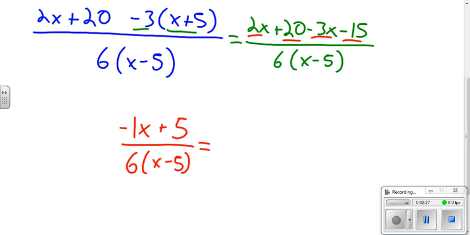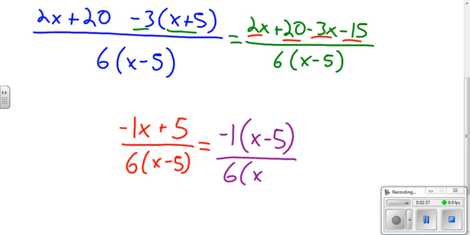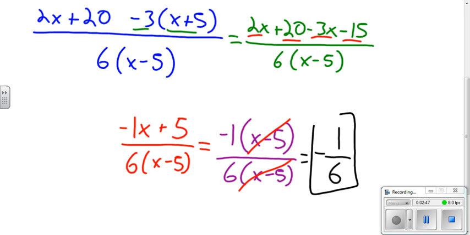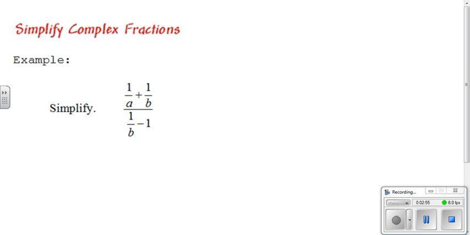Out of the top, we can pull out that negative 1. So it becomes negative 1 times x minus 5 over 6 times x minus 5. And we can divide out the x minus 5s, which means we're left with negative 1/6 is the most simplified version, or the reduced version, of our rational expression. So good job with that one.